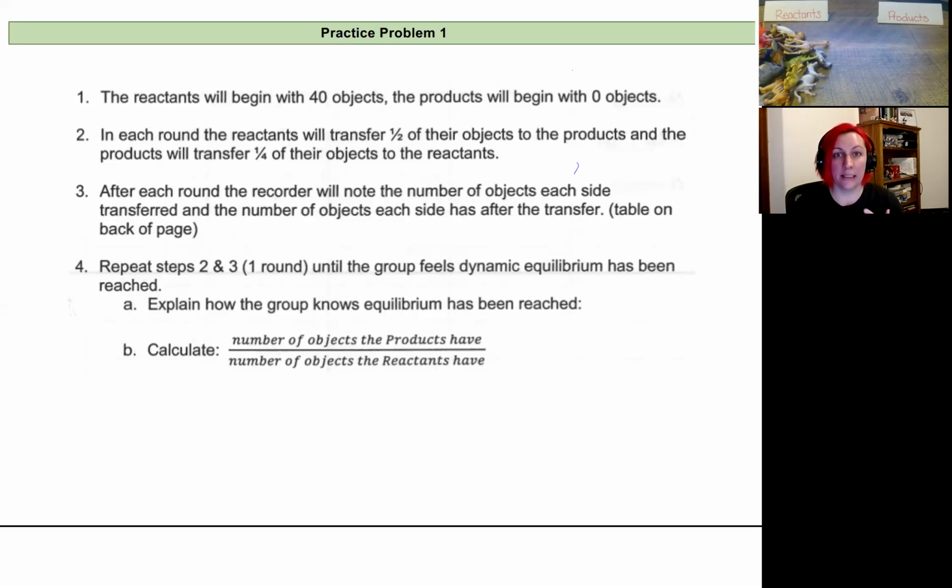Now, for each step of my reaction, the rate of my reaction is going to be characterized as the transfer of half of the objects that are reactants to the product side. So my reactants are going to become products by half of them turning into products at each step. And my products are going to be able to turn into reactants. I'll have the reverse reaction occurring, but only a quarter of them will be able to turn back into reactants. And we're just going to keep going until we think we hit dynamic equilibrium. So I have 40 to start with.